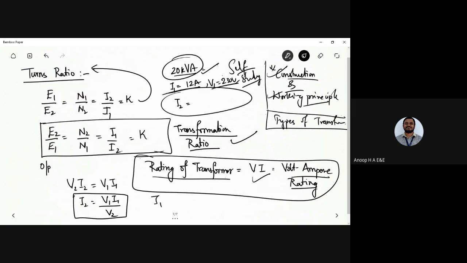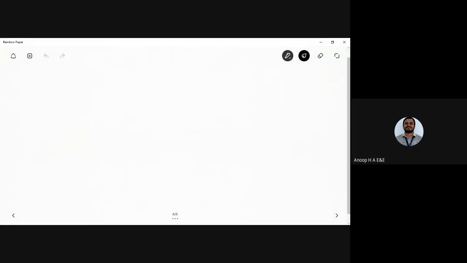Easily. I1 and I2 are called the primary and secondary full load current. So that is how you can find out the expressions of it.